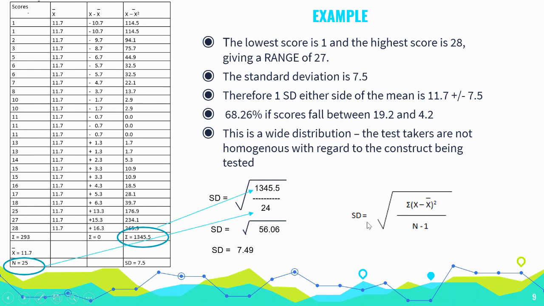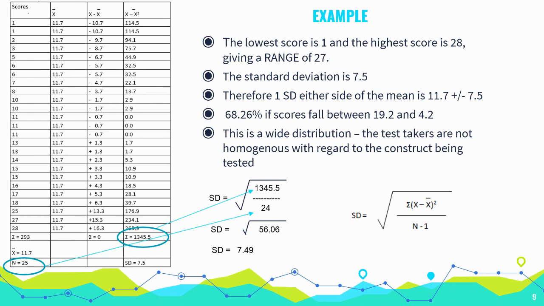So the standard deviation now is the square root of 1345.5 divided by n minus 1. N is 25. 25 minus 1 is 24. And you will see that the standard deviation comes out at 7.49, which I have rounded up to 7.5. But in a research study, you would actually report it as 7.49 to 2 decimal places.